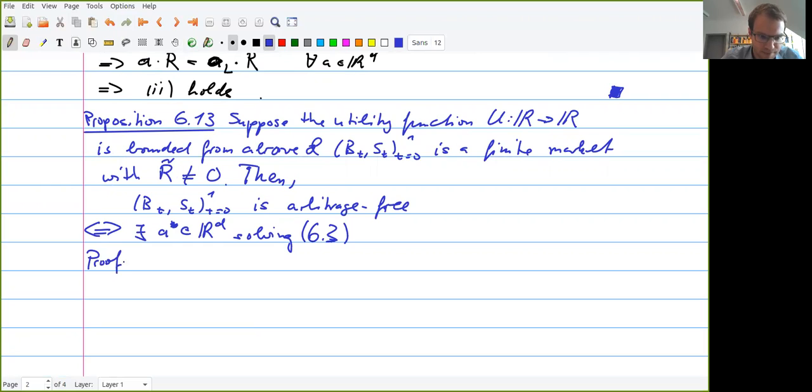Let's prove this. Okay. So what we want to do first: we assume that the market is arbitrage free, which allows us to solve this utility maximization problem P in this setting. So suppose the market is arbitrage free.